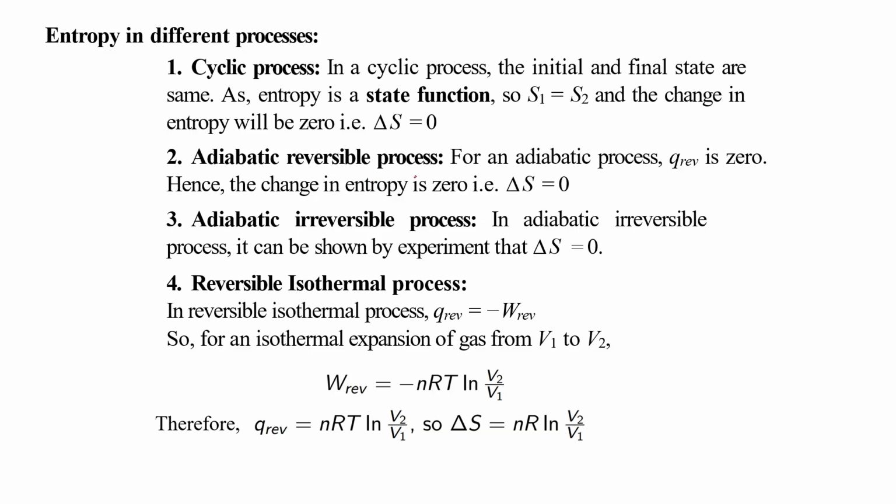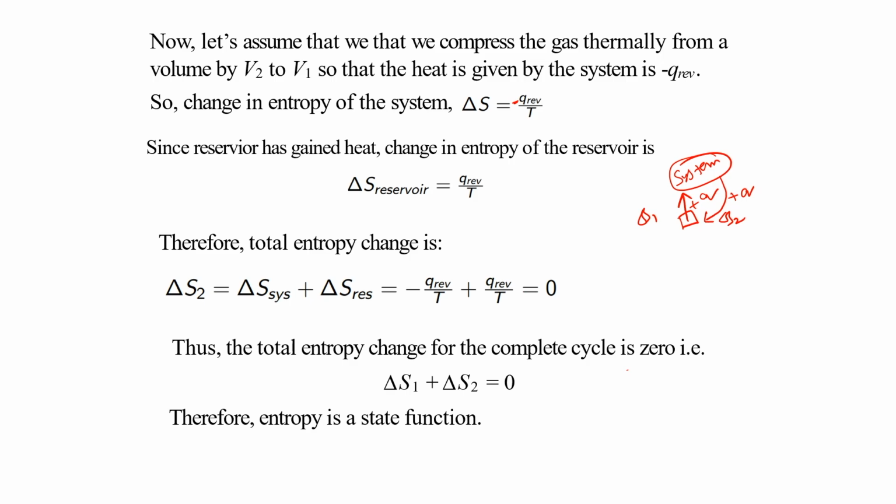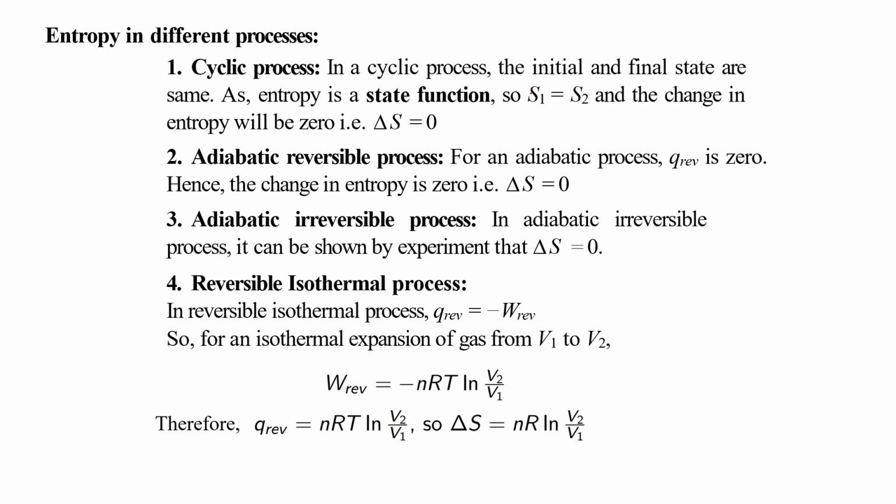For an adiabatic reversible process, there is no heat exchange between the system and the surroundings, and here delta S by definition is Q reversible by T, so Q is 0, so delta S is 0 here. Adiabatic irreversible process: again S is a state function, whether the process takes place in a reversible or irreversible manner. Since the process is adiabatic, here also we get delta S is 0.